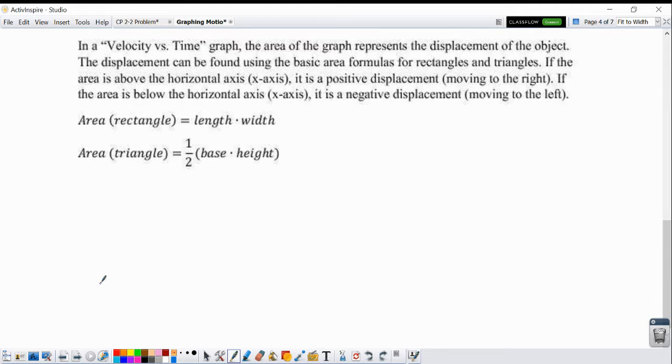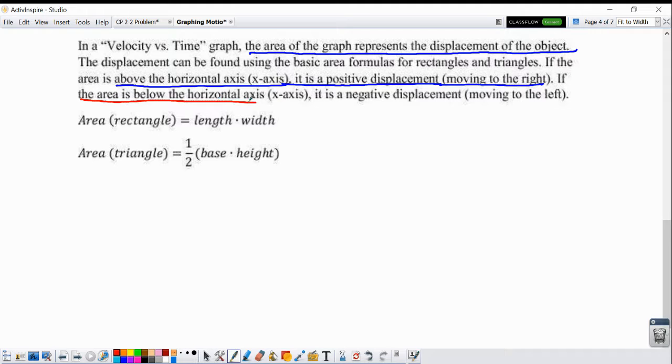Okay, so in a velocity versus time graph, the area of the graph represents the displacement of the object. So the displacement can be found using the basic area formulas for rectangles and triangles. If the area is above the horizontal x-axis, it is positive, moving to the right. If the area is below the horizontal x-axis, it is a negative displacement, moving to the left.